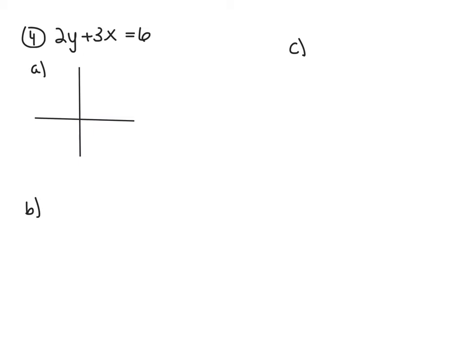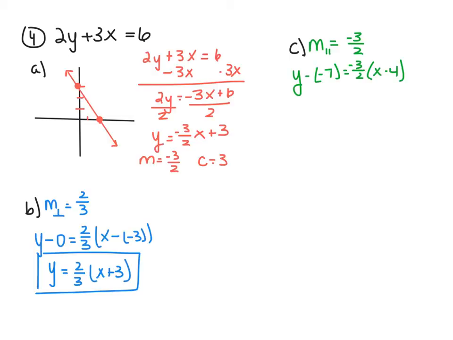So number 4 gives you a line 2y plus 3x is equal to 6, and they want us to graph that line, find an equation of a line perpendicular through a specific point, and find the equation of a line parallel through a specific point. There's a couple ways you could graph this. One way you could graph this, because this is in standard form, is you could use intercepts.